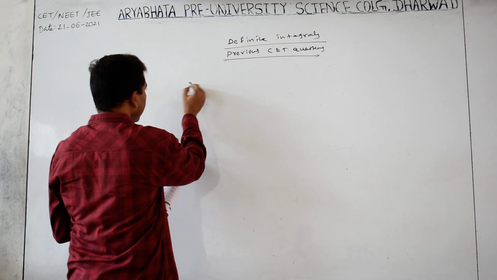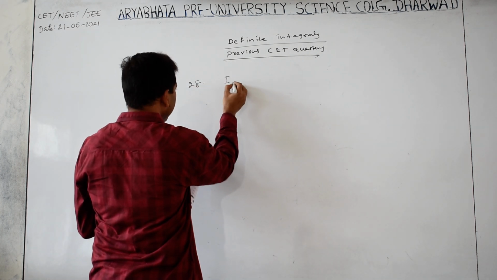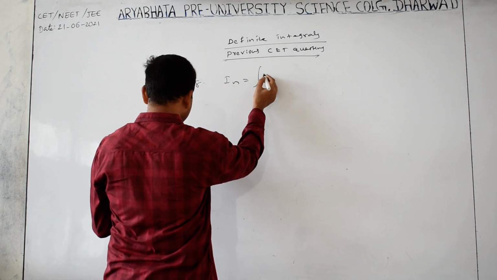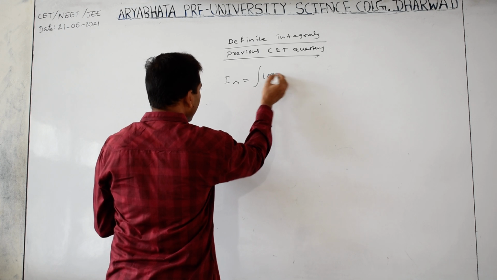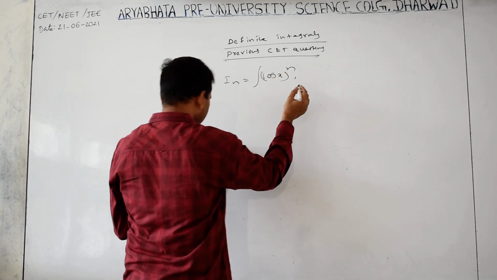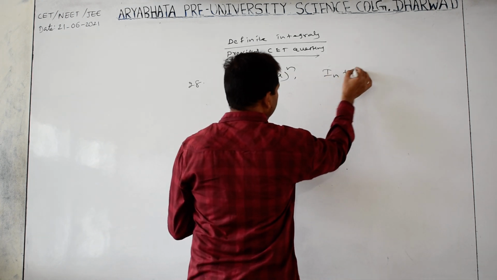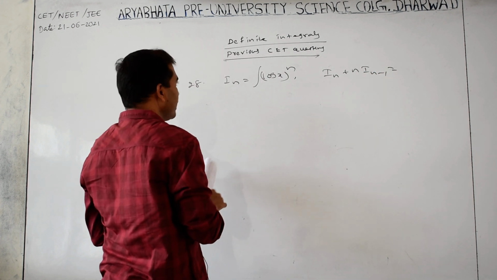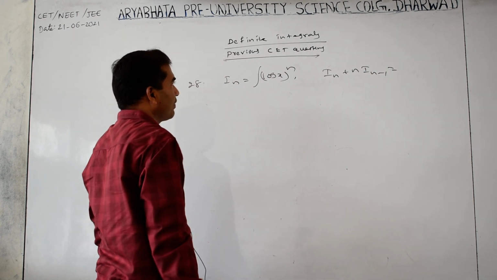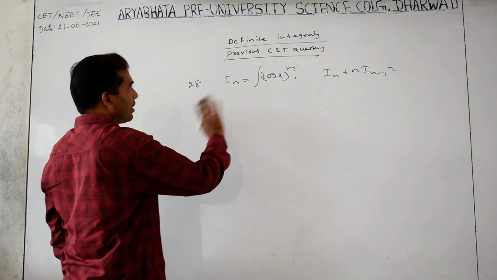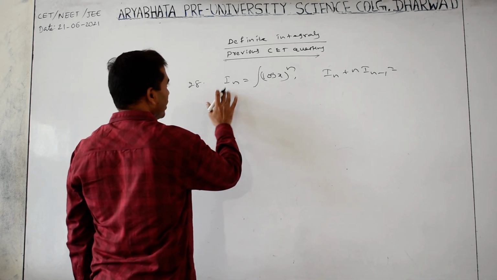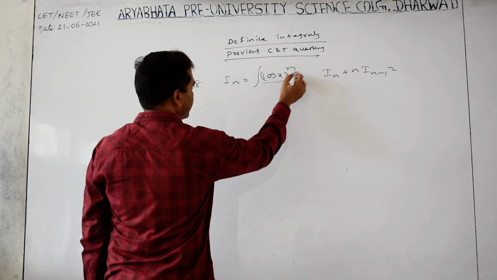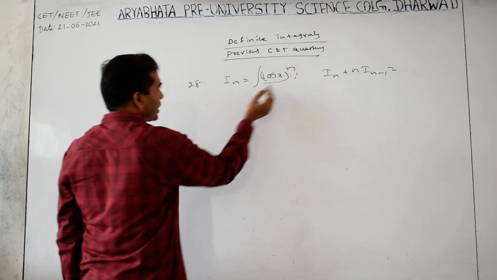Next, question number 28. I n equals integration of log x whole raised to n, then I n plus n into I n minus 1. This we have already discussed in the indefinite integral. This is an indefinite concept, not definite. So we have already discussed uv. If you want, check it here.